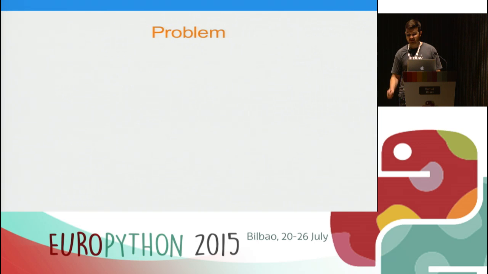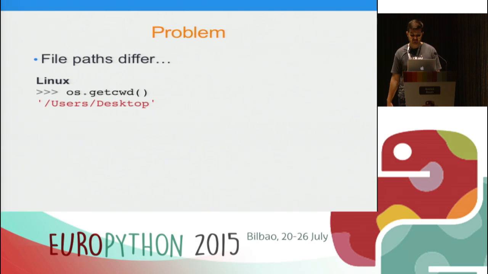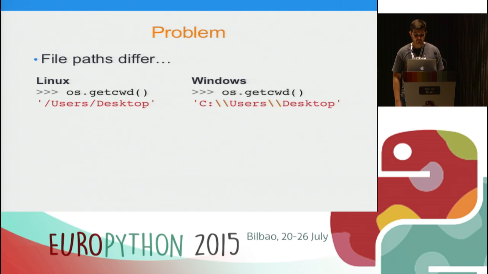The problem is file paths differ across operating systems. For example, if you take Linux and get the current working directory, all of your paths will have a separator of a /, but for Windows, it'll be backslashes. And the way S3 is represented in the CLI is the Linux version.